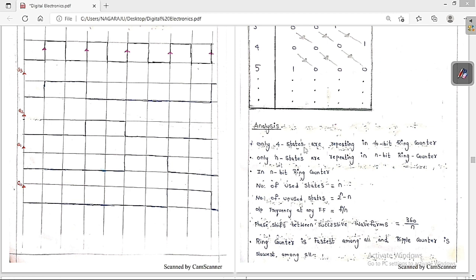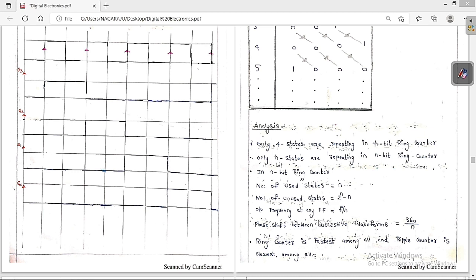So only 4 states are repeating in the case of a 4-bit ring counter and only n states are repeating in the n-bit ring counter. So in the n-bit ring counter the number of used states are n. So the total number of unused states is 2 to the power of n minus n, because the total number of states is 2 to the power of n, minus used states n. So if it is subtraction we are going to get the number of unused states.